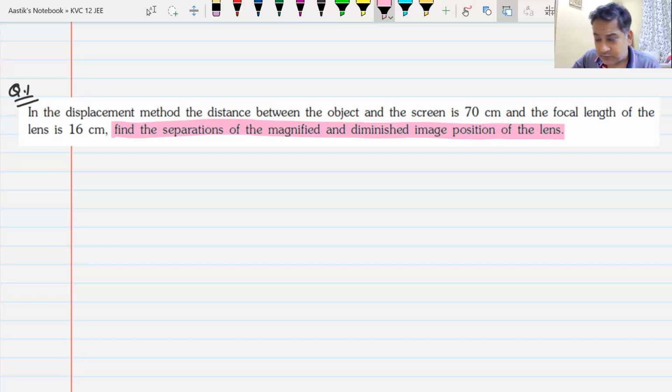As I told you, the answer is pretty simple, but the way the question is framed may be difficult. The way the language is asked may be a bit confusing. That is why I've given you this confusing question. This question has come in one of your JEEs.